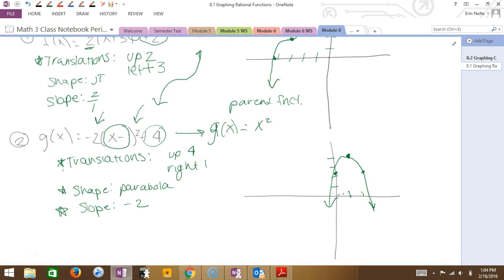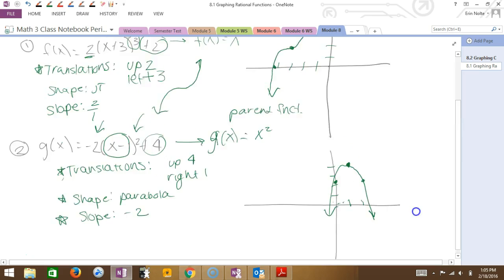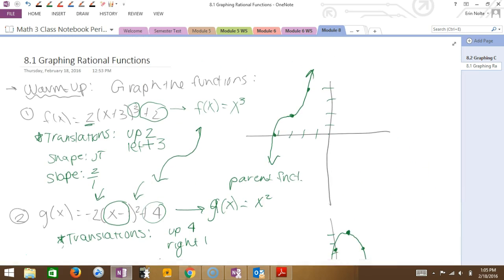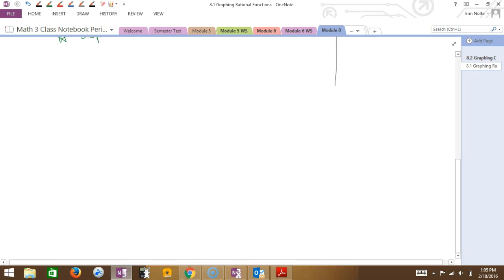So that's stuff that you guys were learning when I first came into the classroom at the beginning of the semester, was graphing quadratic functions. So today we're just going to do a new type of parent function, and this new parent function is 1 over x. So this is 8.1, graphing rational functions.